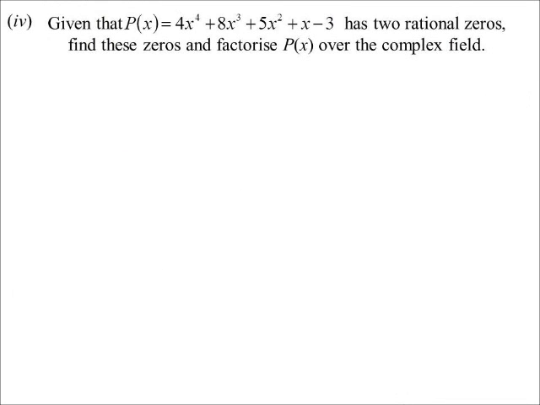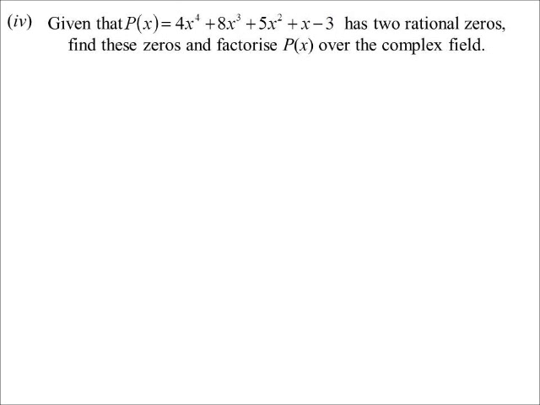Well, this particular polynomial, we know we have 2 rational zeros, which also means they must be real, because you don't have rational and irrational imaginary ones. They're only real numbers. Find these zeros and then complete the factorisation using complex numbers, so over the complex field.